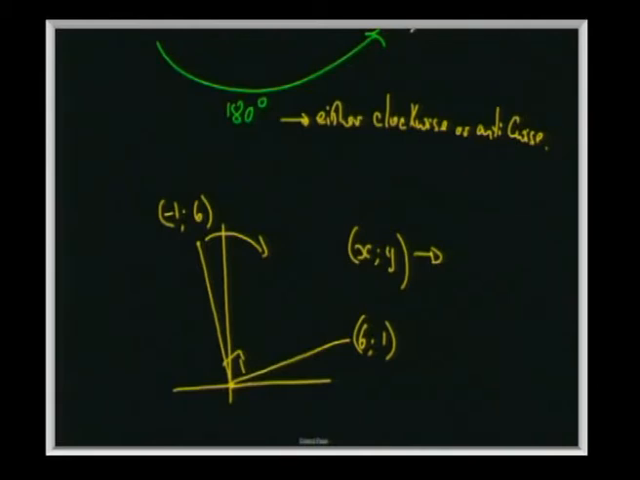All right, so let's summarize that and see what's happened to our point minus 1, 6 as it transformed to 6, 1. Well, from x, y, what happened? It became y, minus x. Swapped over and the x changed sign.